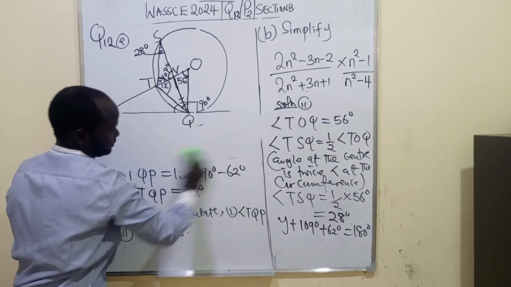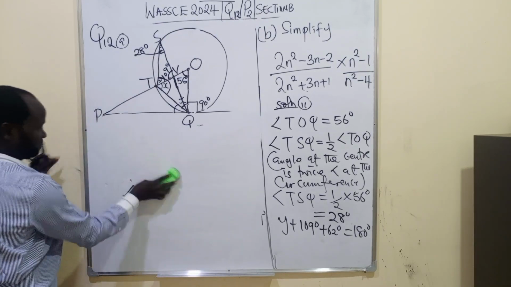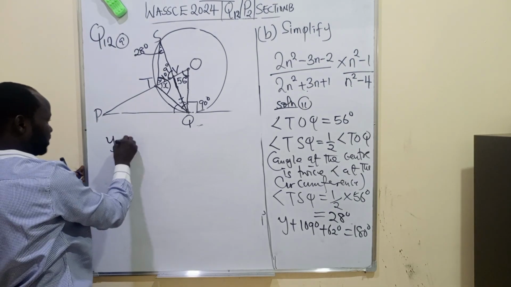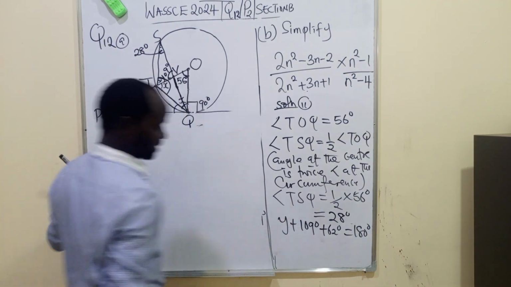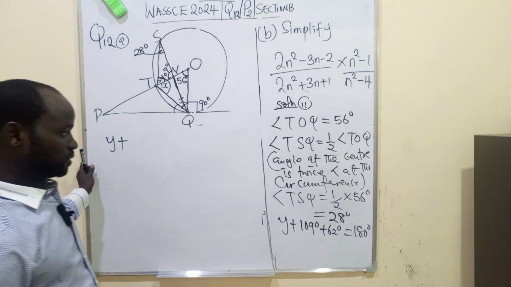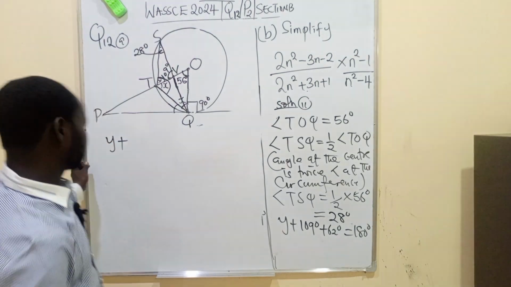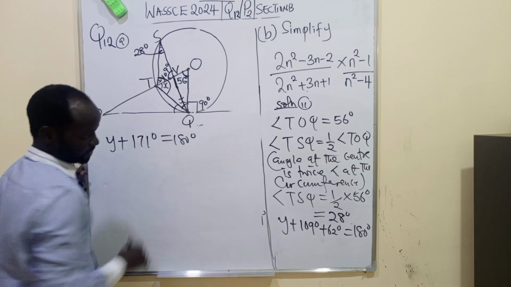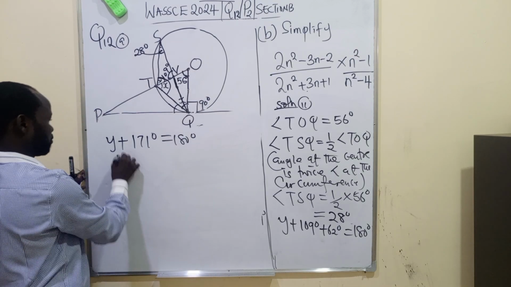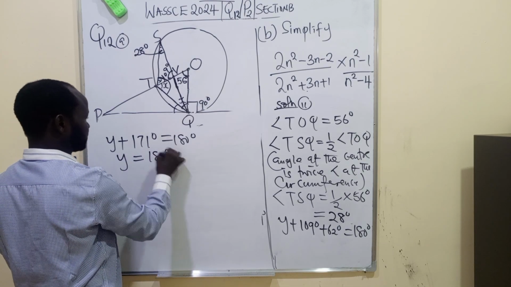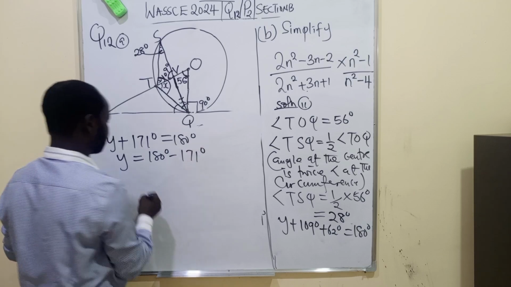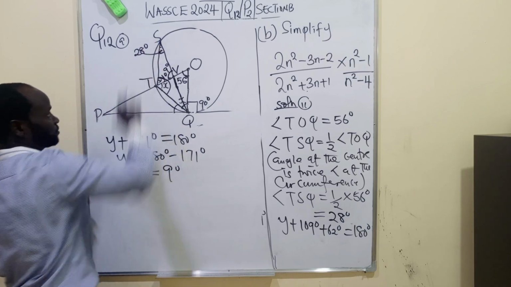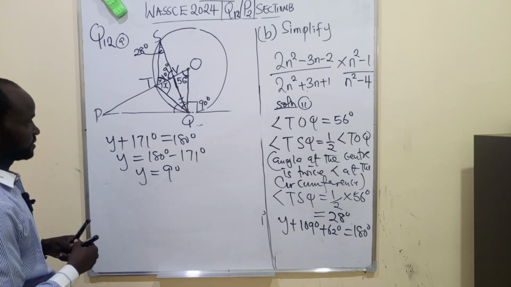So let's clean here to find the value of y. Y now will be, we add 109 plus 62. That will be 171. So 171 plus y will be equal to 180 degrees. So y will be 180 degrees minus 171 degrees, so y will be equal to 9 degrees. So this angle here is 9 degrees.